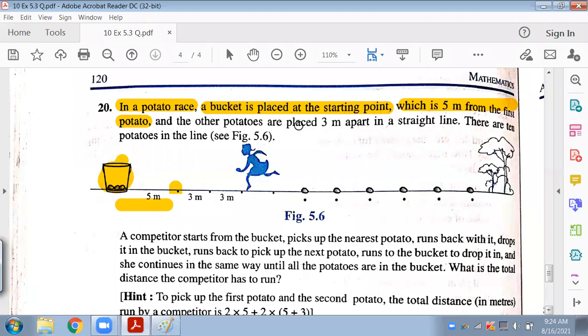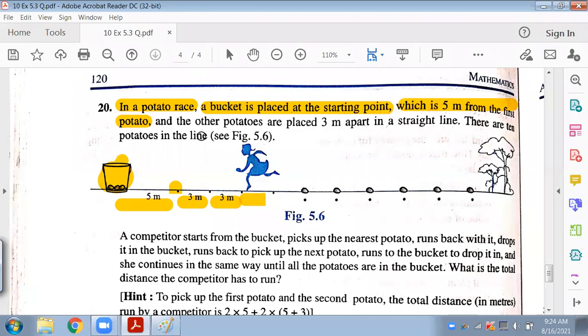And the other potatoes are placed 3 meters apart in a straight line. Now, from the first one, the next one is placed at a distance of 3 meters. Again, the next one is placed at a distance of 3 meters from the previous one, and so on.